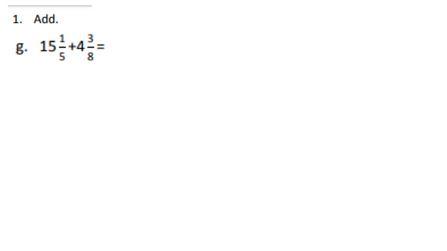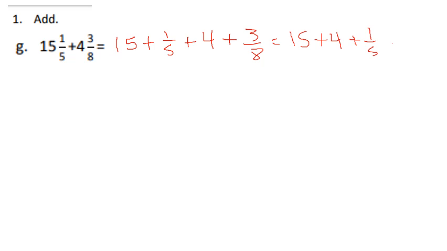Okay, so this time we have 15 and a fifth plus 4 and 3/8. So when we decode it, we have 15 plus 1/5 plus 4 plus 3/8. And now I like to rewrite it where I have 15 plus 4 plus 1/5 plus 3/8. That way we can add our whole numbers and then add our fractions.